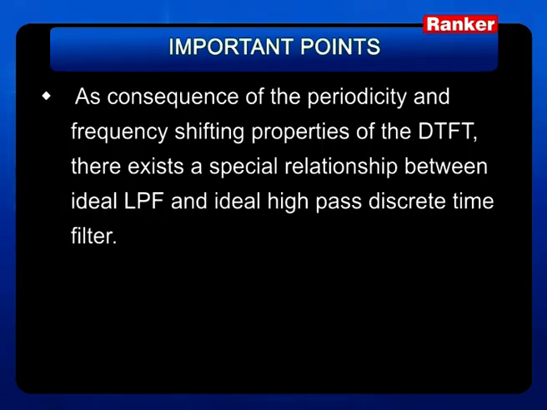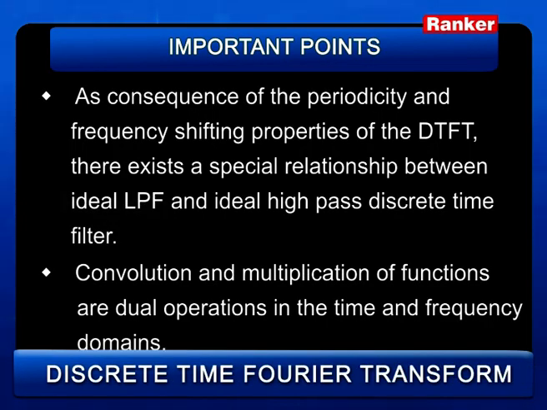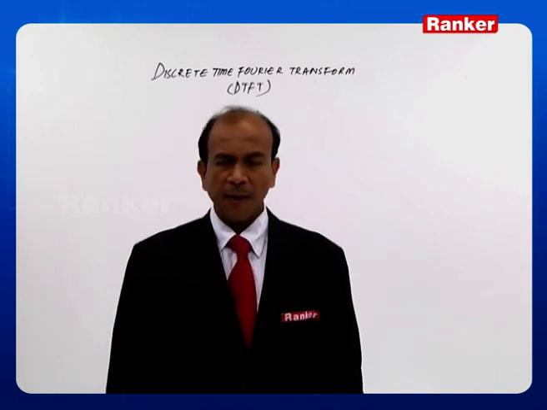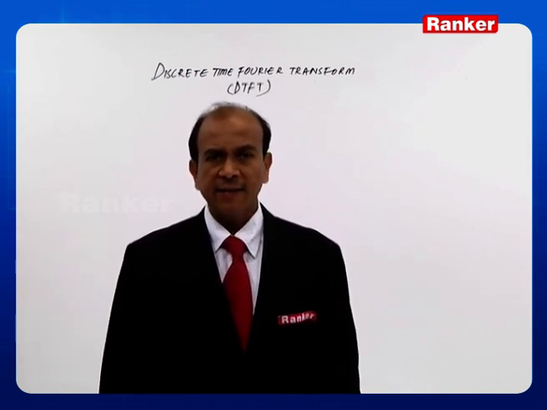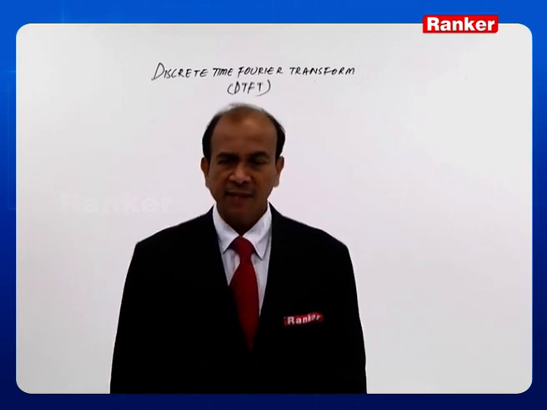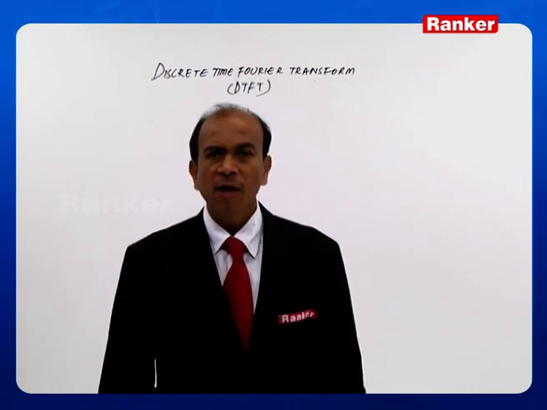The next point is convolution and multiplication of functions are dual operations in the time and frequency domains. We have been looking at this type of property since long. That means, whenever x1[n] and x2[n] are convolved in the time domain, in the frequency domain it is multiplication, or vice versa. This is one of the important properties of convolution.